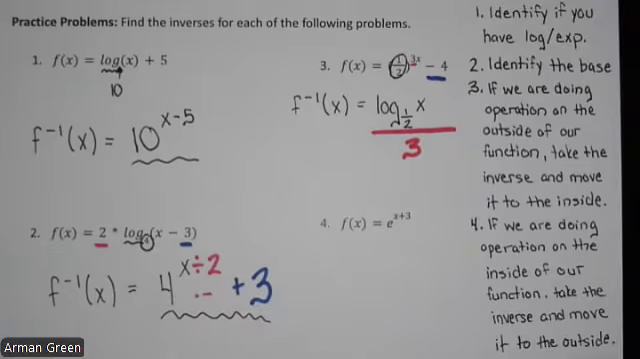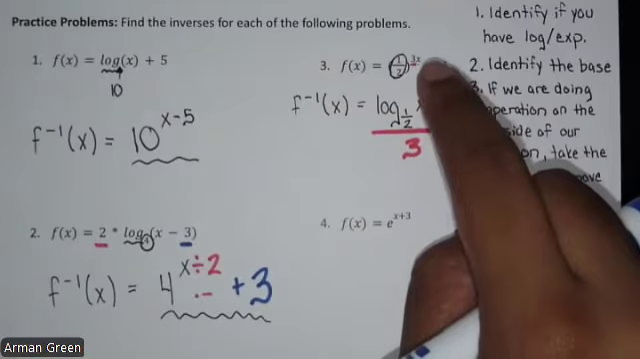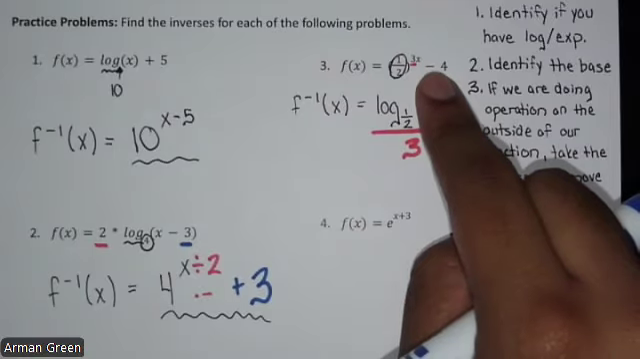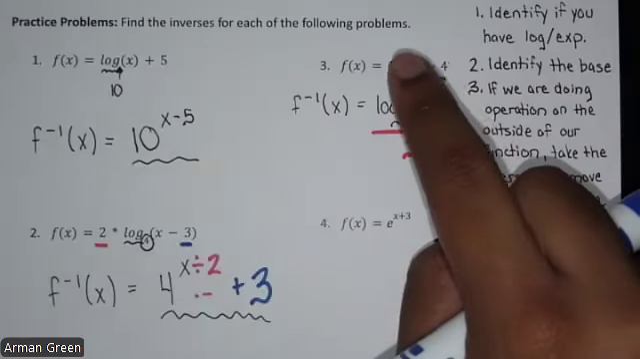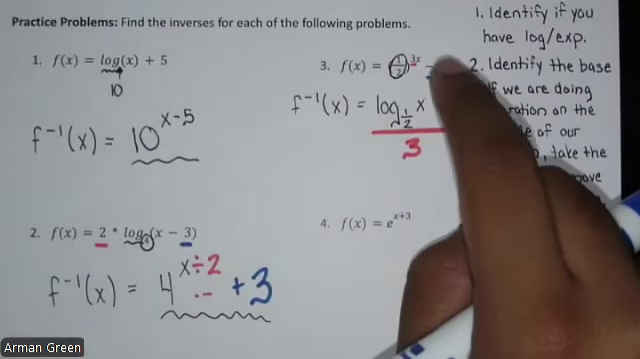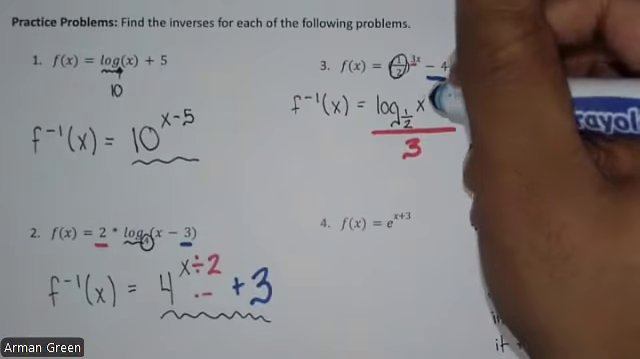And then for this -4, we need to do the opposite. So instead of subtracting 4, we're going to add 4. And since this is being subtracted on the outside of our exponential, that means that we need to add 4 on the inside of our logarithm.